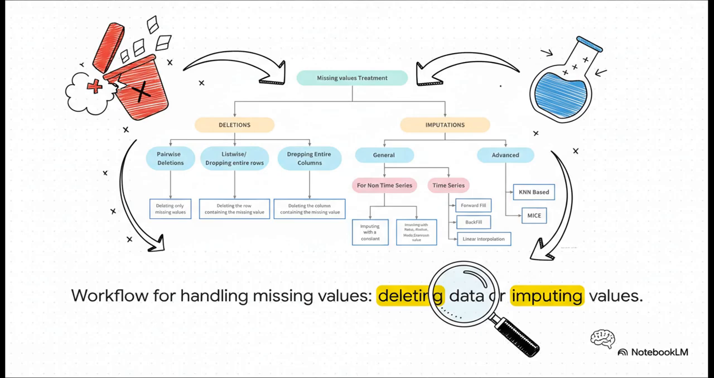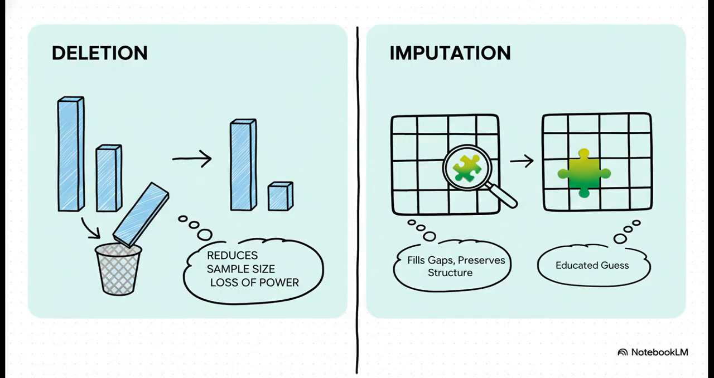Now, there are a bunch of different techniques under each one, but really it all starts with this fundamental choice between these 2 approaches. So what's the difference? Well, it's all about trade-offs. Deletion is easy, right? You just get rid of the problem rows. But the big risk is that you're shrinking your data set. And when you do that, you can lose what's called statistical power, which is just a fancy way of saying it gets harder to find a real, meaningful result. It can even introduce serious bias.